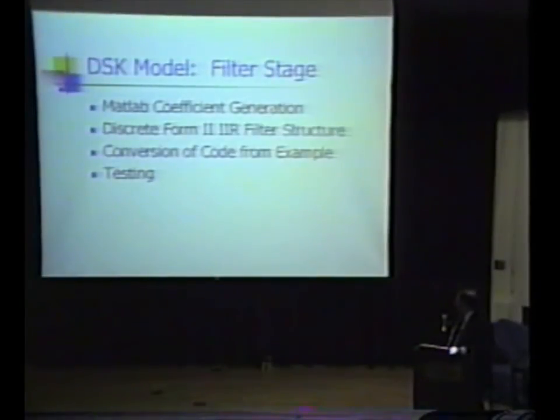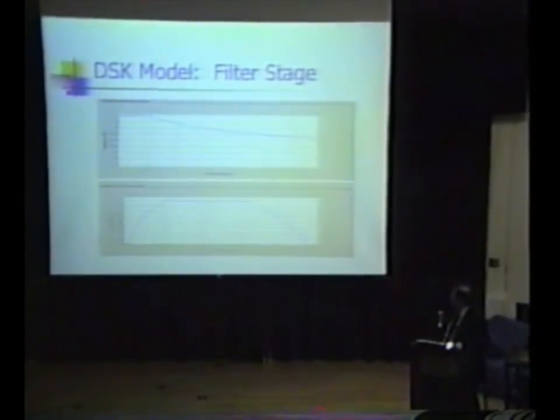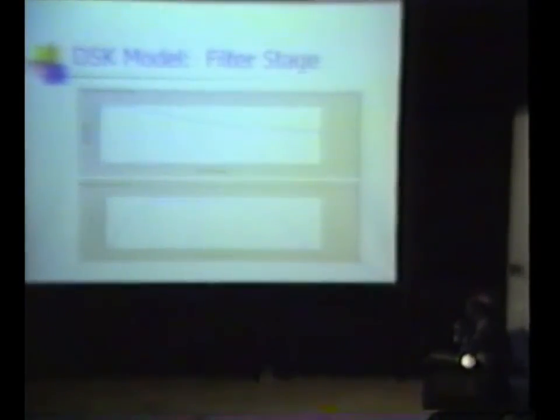Next was the filter stage, and again, same as the VHDL model, I used MATLAB to generate the coefficients. I used a discrete form 2 in code. I just had to convert the code from the example in a book I used from fixed point to floating point math, and then tested it. It didn't quite work out the first time, but it did work after some simplification.